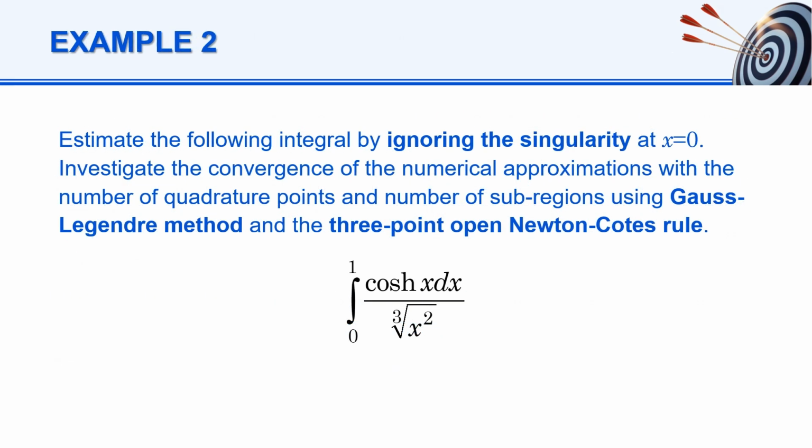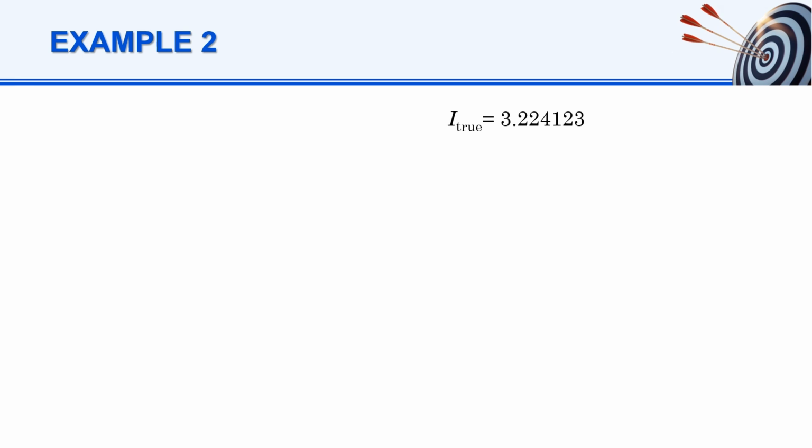This approach does not work well for the integrands depicting oscillatory behaviors. Let us estimate the following integral by ignoring the singularity at x equals 0. We will also investigate the convergence of the numerical approximations with the number of quadrature points and number of subregions using Gauss-Legendre method and the three-point open Newton-Cotes rule, respectively. The 6 decimal place accurate true value of the integral is 3.224123.